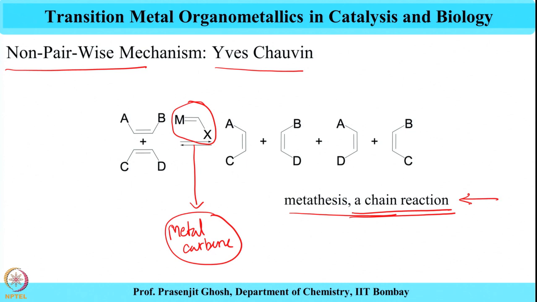So, what this slide says is that two olefins with different substituents, A and B, C and D, come together to give olefins which are now A and C, B and D, as well as A and D, B and C. So, this is that famous cutting and stitching definition, as if somebody had cut these olefins into fragments and then stitched them up again to give all the combinations possible through this chain reaction.